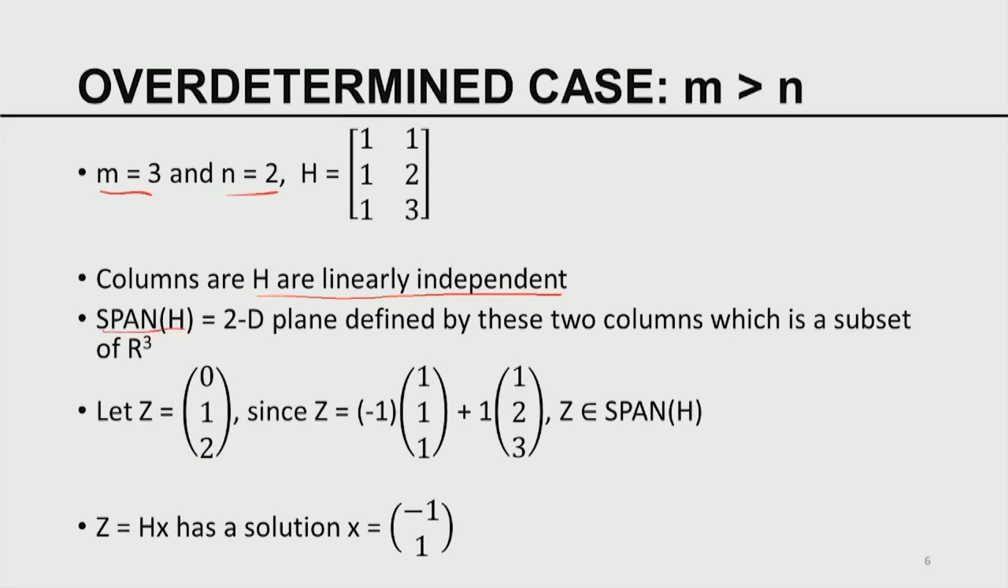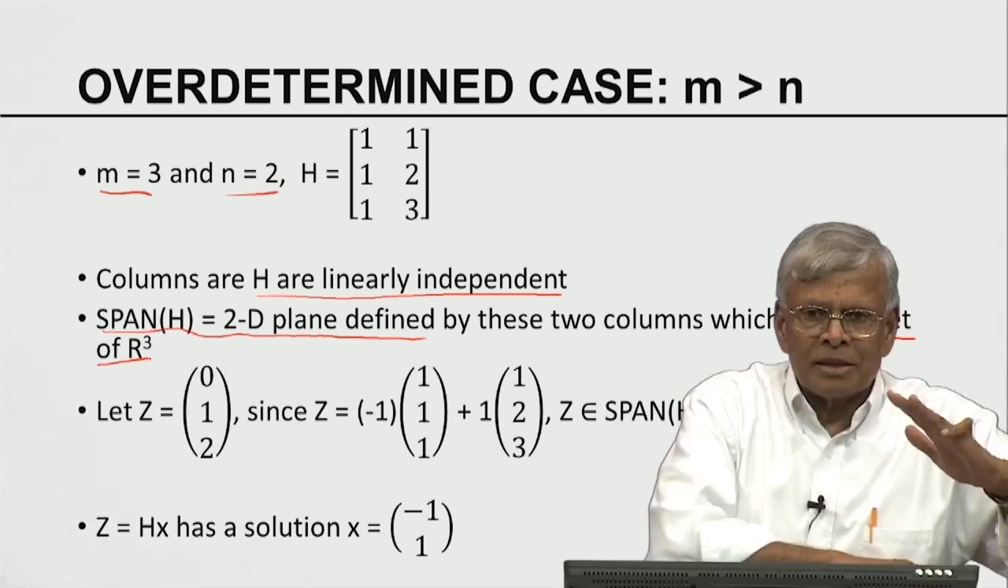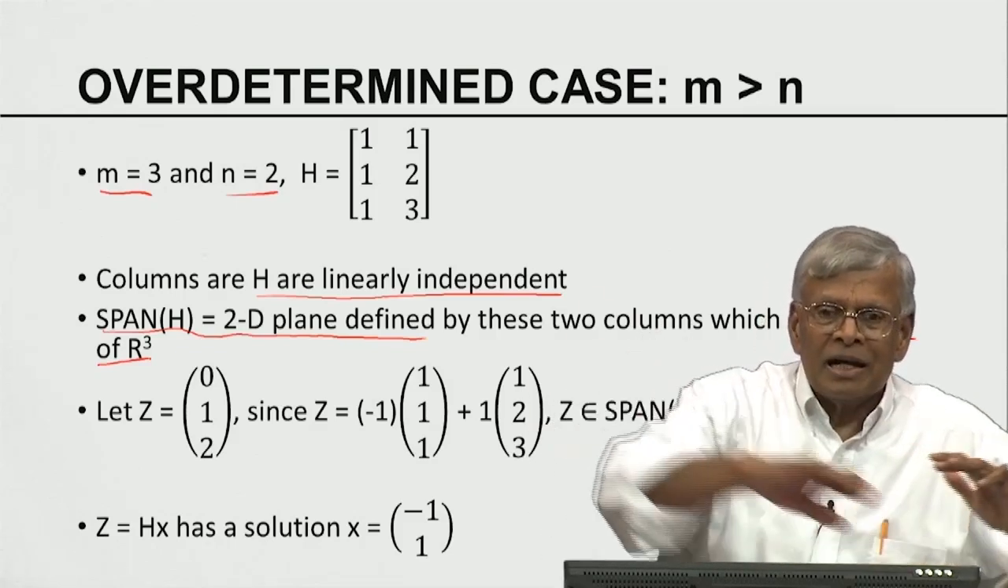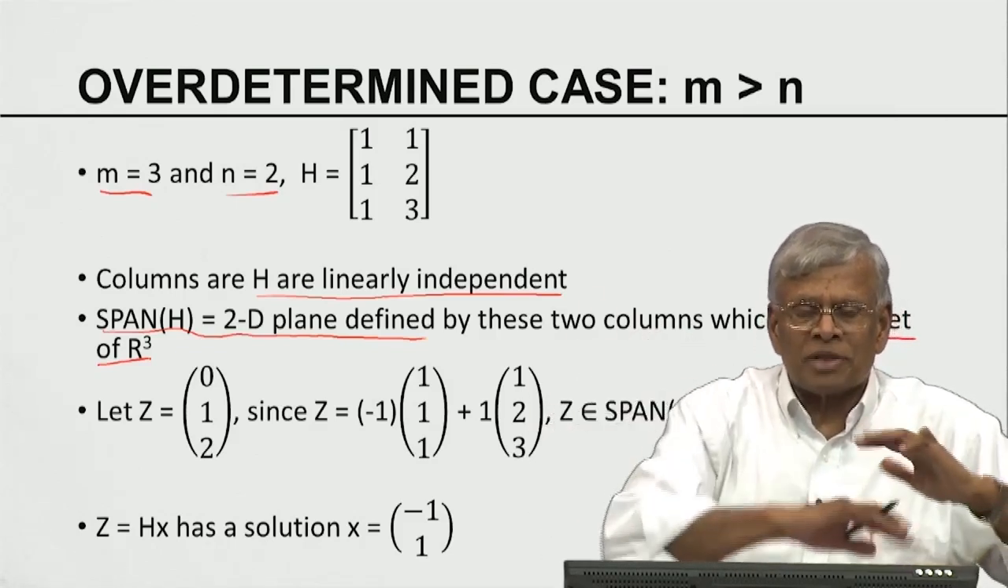So the span of H, in this case, has two vectors that are linearly independent. Two vectors, each of size 3, define a plane. So this defines a plane which is a subset of R3. R3 is a three-dimensional space. The span of the columns of H defines a plane embedded within that three-dimensional space. It is in this space that we have to perform certain computations.